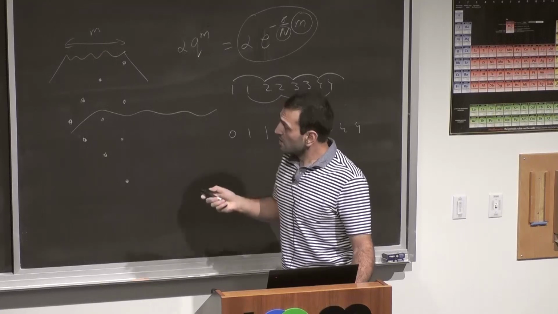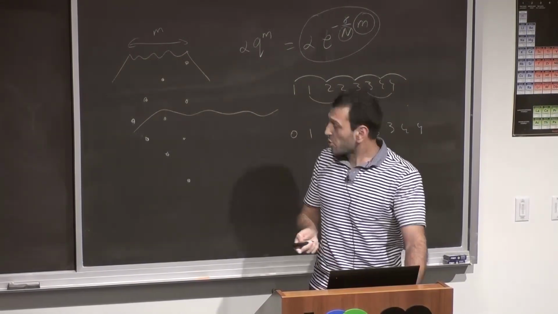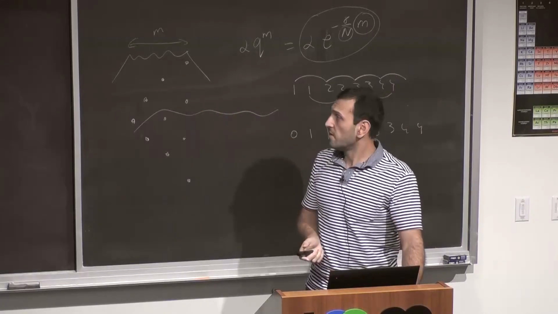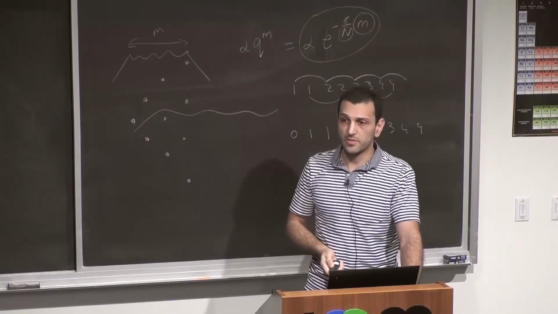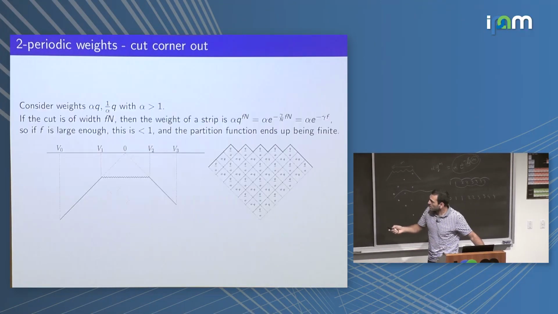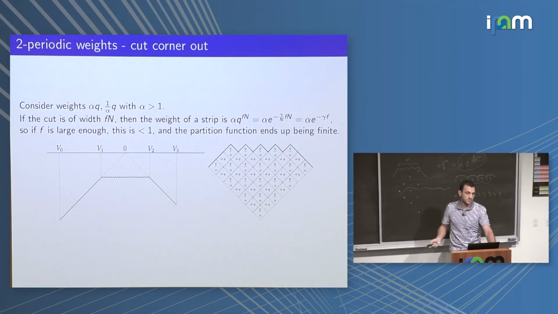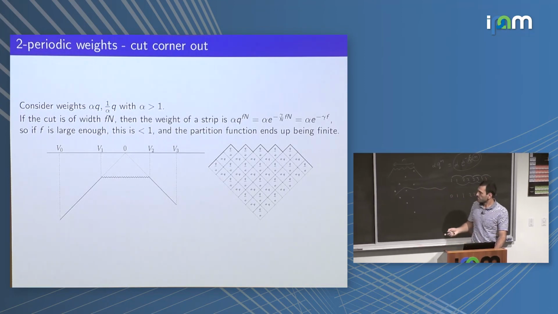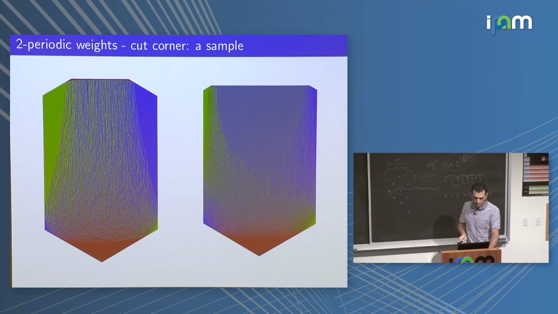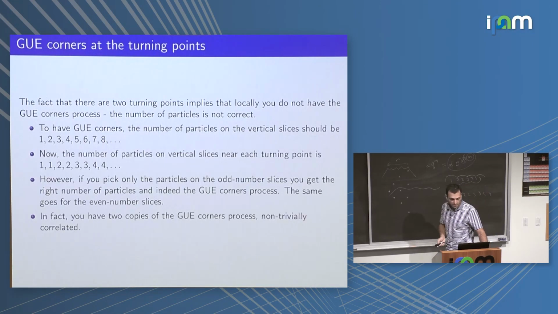So this was a way to make two periodic weights work. But unfortunately, this method doesn't work if you have your weights periodic with higher period. So basically, this trick of cutting out these corners cannot be made to work if the period is higher than 2. It's just impossible to do it. So you have to do something else to have a measure.